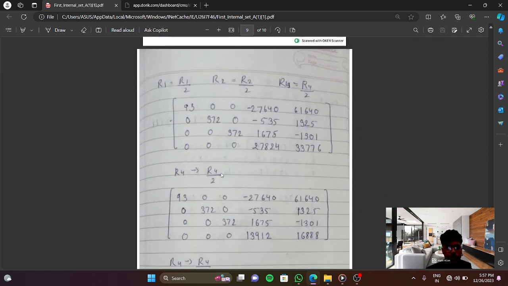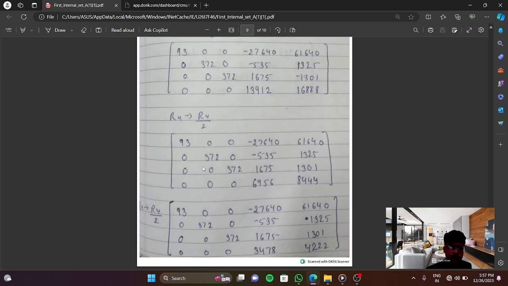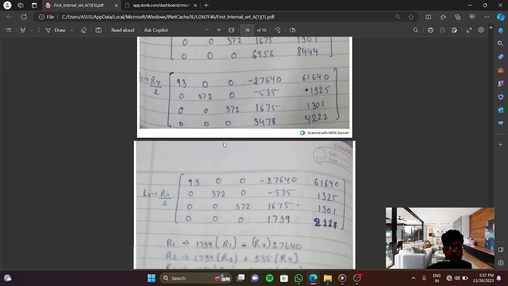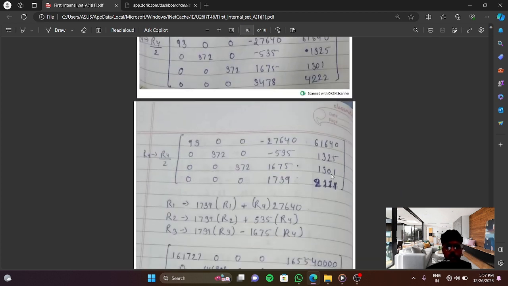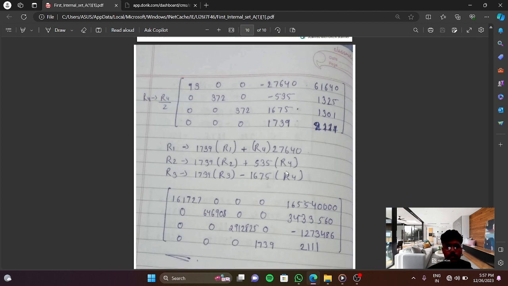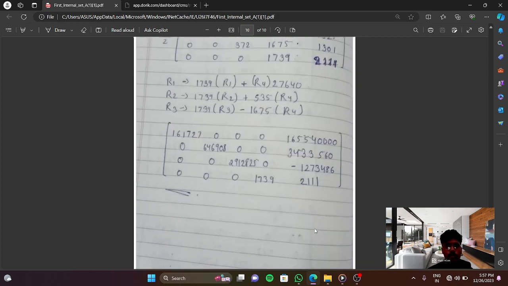Then R4 is equal to R4 divided by 2. Now we get this matrix. R4 again divided by 2. Then we get this matrix. R4 again divided by 2. Then we get this matrix. Then again we solve it. R1 is equal to 1739R1, R4 to 7640. Then we get this matrix. So we get lower triangle and upper triangle.